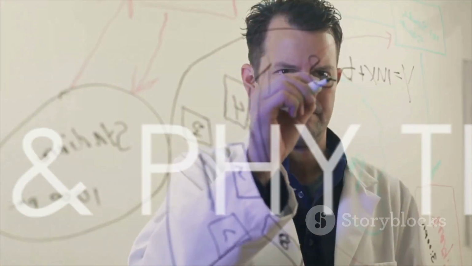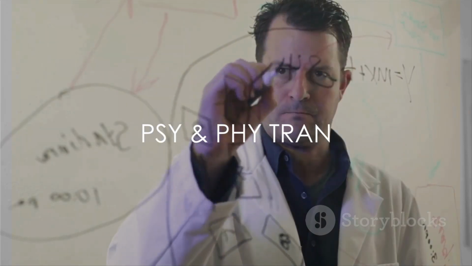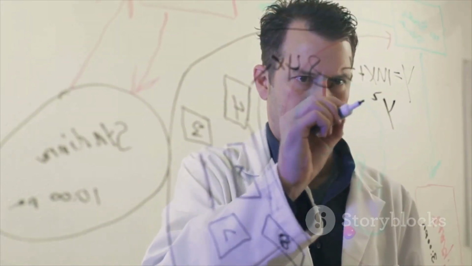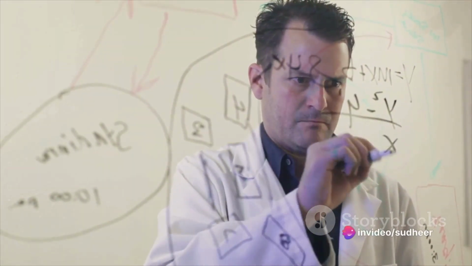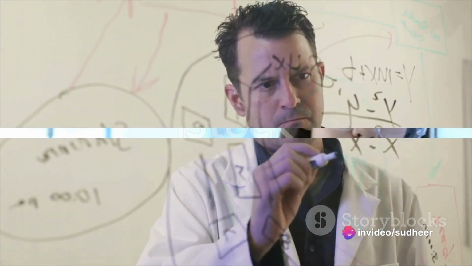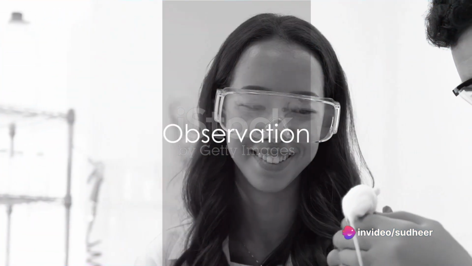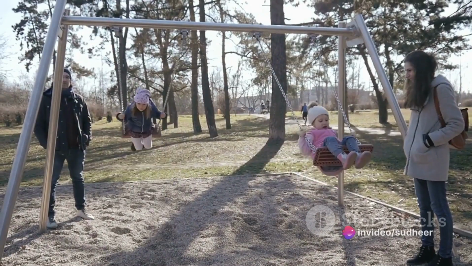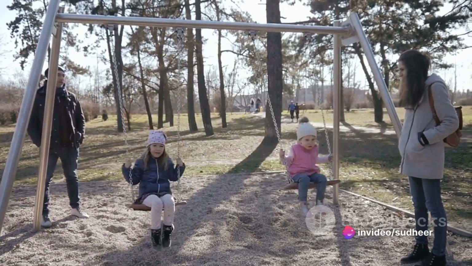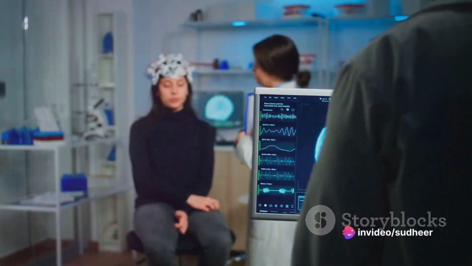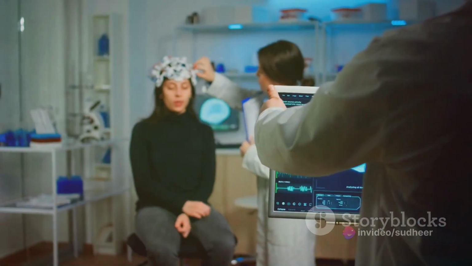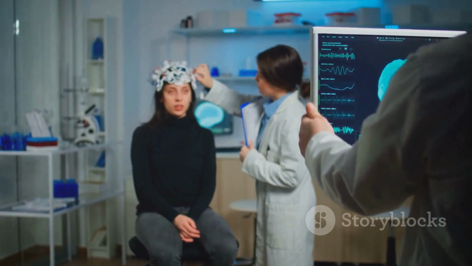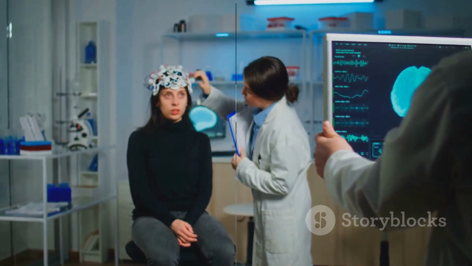It's a systematic, scientific approach that provides a way to explore, explain, predict, and sometimes even control behavior and mental processes. The first step in the experimental method is observation. Psychologists observe behavior and mental processes in a wide range of settings. They might observe children at play to understand social development, or they might observe patients suffering from anxiety to understand the effects of stress on physical health.